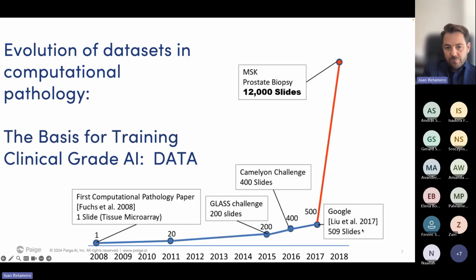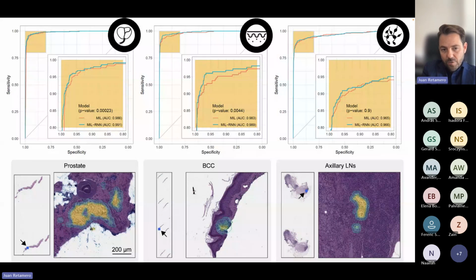But of course, the question is, can we actually train an AI with this weakly supervised approach? And can these models actually be of use in clinical practice? This is the question that our groups set out to answer about 3-4 years ago. And the answer is what you can see on the screen: a model trained with this weakly supervised approach could indeed achieve very high diagnostic performance, very high areas under the curve in different tumor types, ranging from prostate, basal cell carcinoma of the skin, breast cancer metastasis in lymph node, and so on.